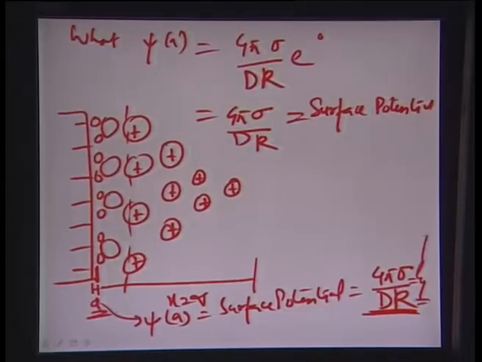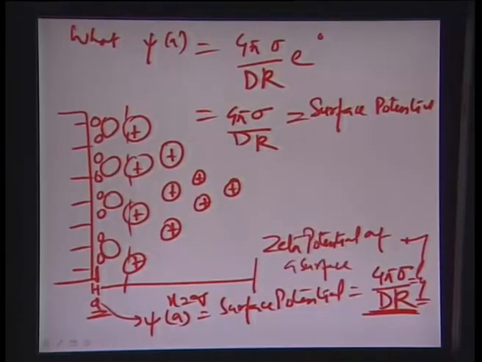So, we call this the zeta potential of a surface. There are ways and means now of measuring the zeta potential of a surface of interest. Initially, for any solid surface, the zeta potential would be a very hard parameter to find out, but there are meters now available where this measurement can be made.